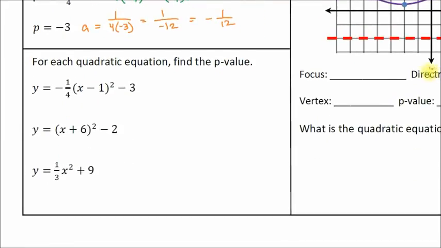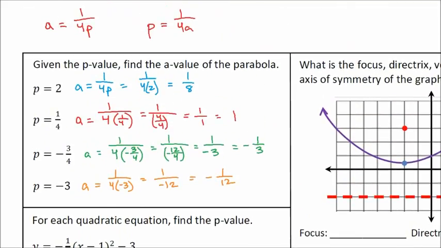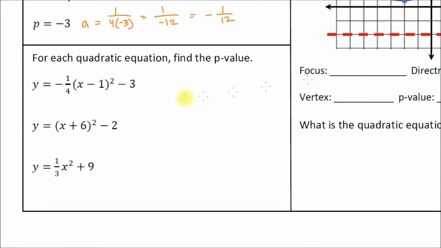For each quadratic equation, find the p value. Well, remember, if I know a, I can find p with the formula 1 over 4a. We know the a value of all of these equations is right here. Here's the a value. There's no number here. That means our a value is 1. And here's our a value. Let's make a little note here so you remember this. A equals 1. A equals negative 1/4. And a equals 1/3.